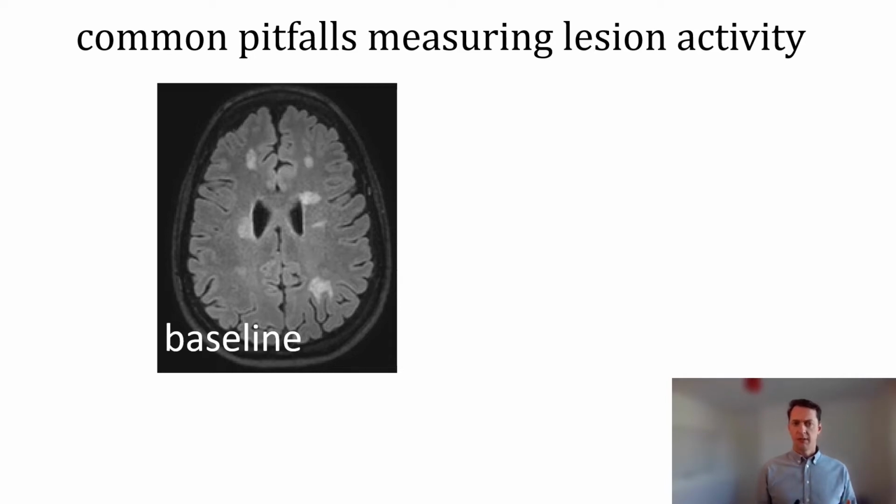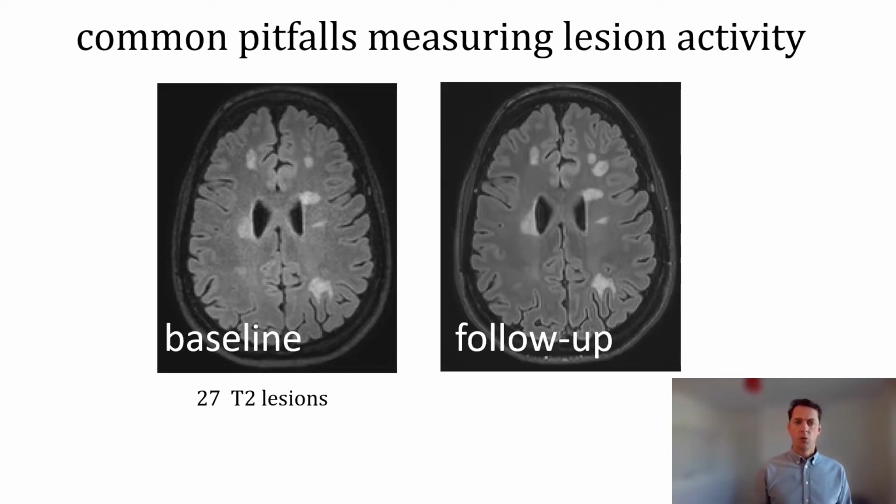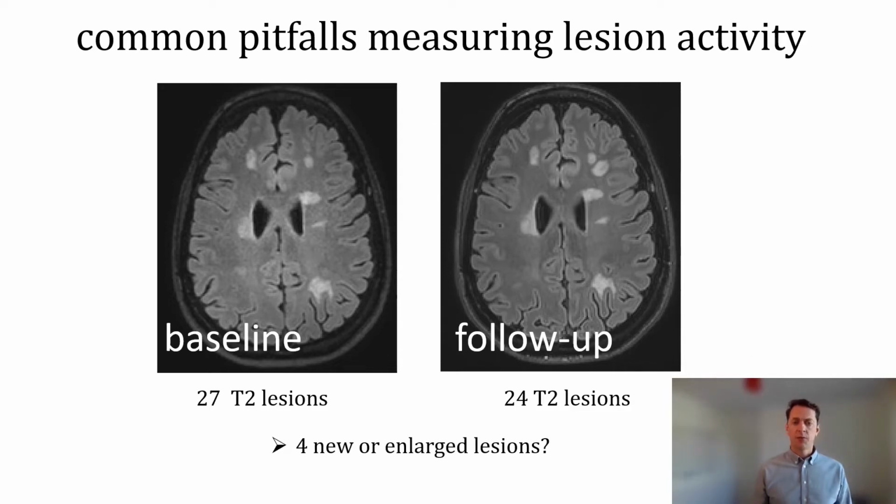Based on our experience, there is often a misunderstanding in the way how to measure lesion activity. Let's have a look at a concrete example. Here we see the baseline MRI scan of an MS patient. At baseline scan, 27 lesions were identified. Now, 1 year later, the follow-up MRI is acquired, and 24 lesions have been identified. Now, it is very tempting to conclude that 3 lesions must have disappeared. However, in this case, in fact, there are 4 new or enlarged T2 lesions. At first glance, this seems to be strange.